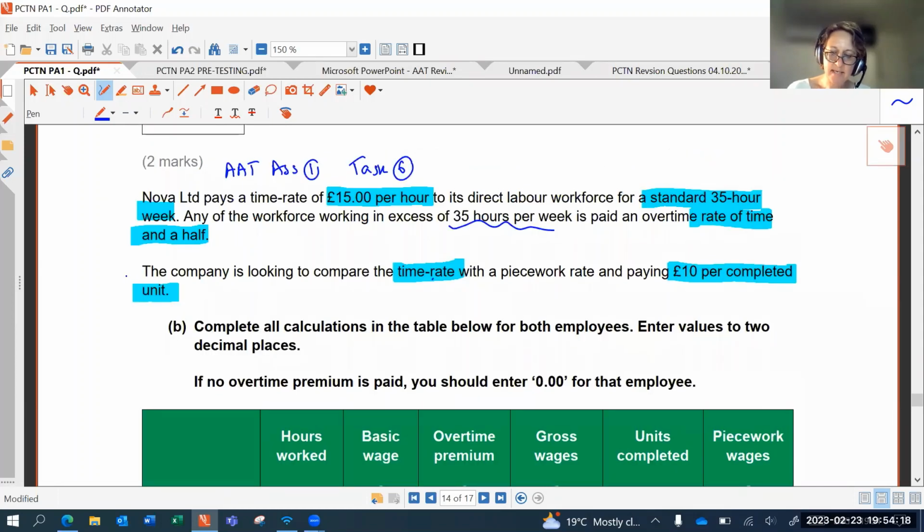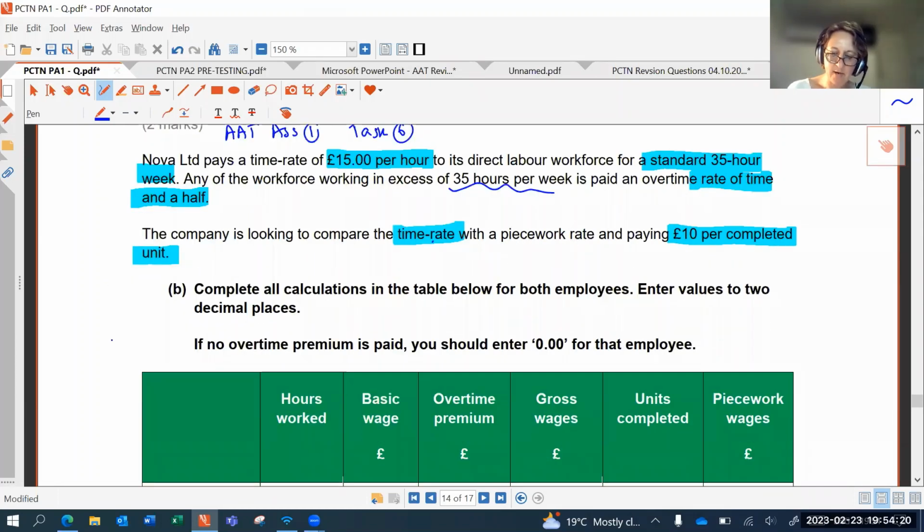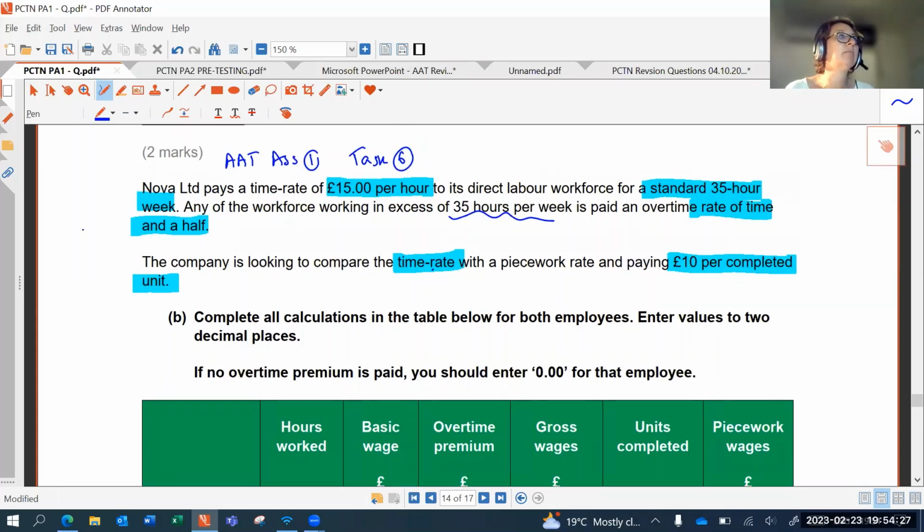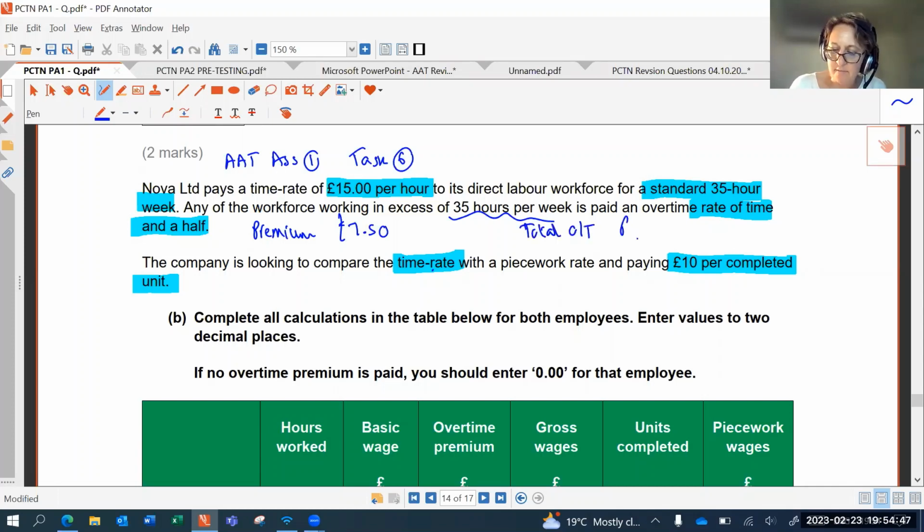This person is going to get 4 hours of overtime. And what is the overtime premium? How much extra do they get for each hour? £7.50, yes. So the overtime premium is that extra half. So they get an extra £7.50. Their total overtime pay, which we're not actually asked for, would be the 15 and the £7.50 together. So it would be £22.50.